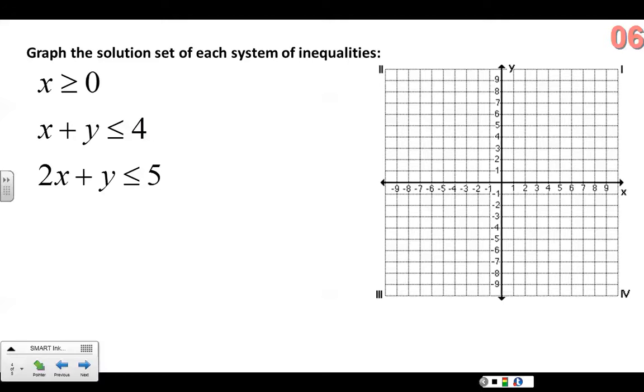On this one, we have 3 inequalities going at the same time, so I'm going to do 3 different colors. The first one, x is greater than or equal to 0. We know that is the y-axis, so the y-axis is going to be a boundary, and since it's greater than 0, we know that's going to be everything on the right side.